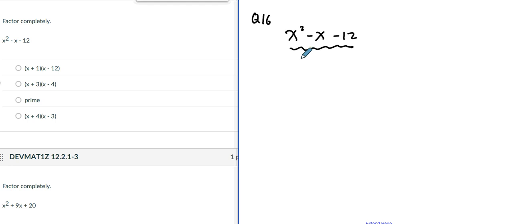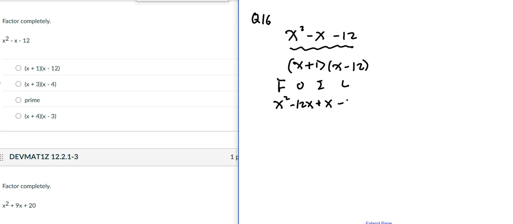Here we have x plus 1 and then x minus 12. If you do the FOIL, you should have x times x is x squared. Outer product is negative 12x. Inner product is 1 times x. Last product is negative 12.